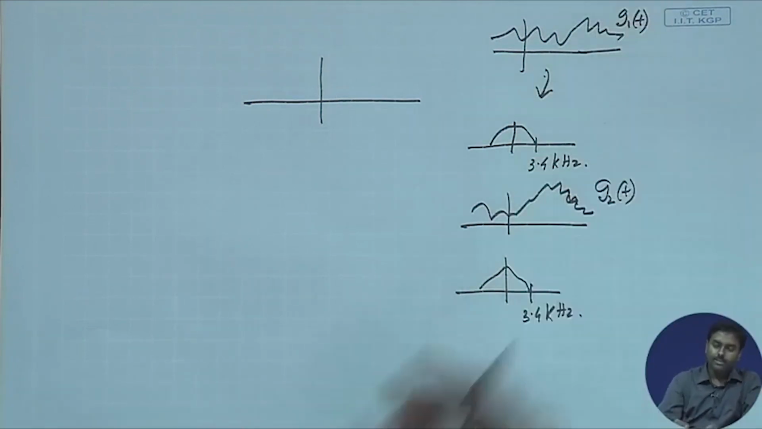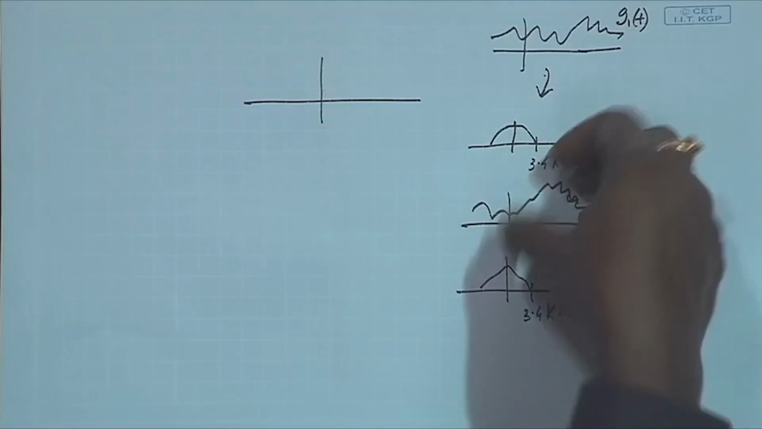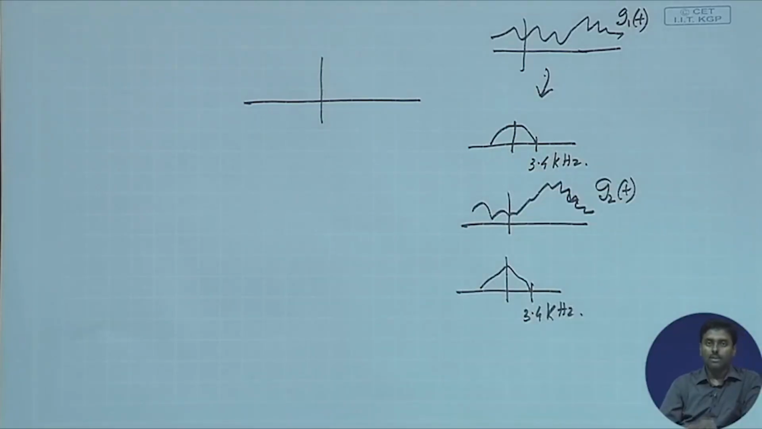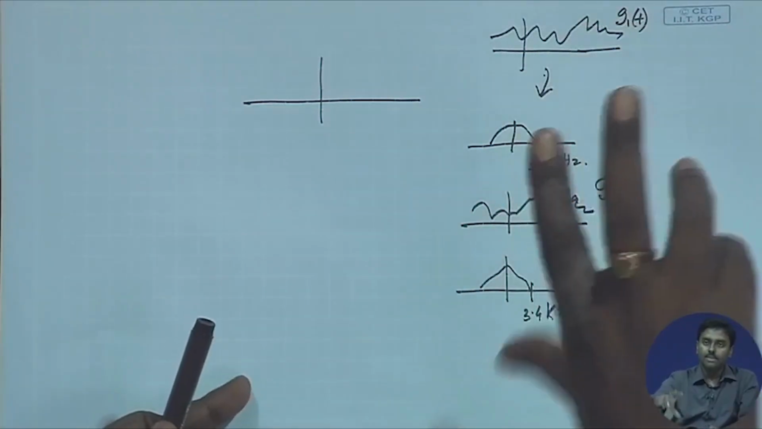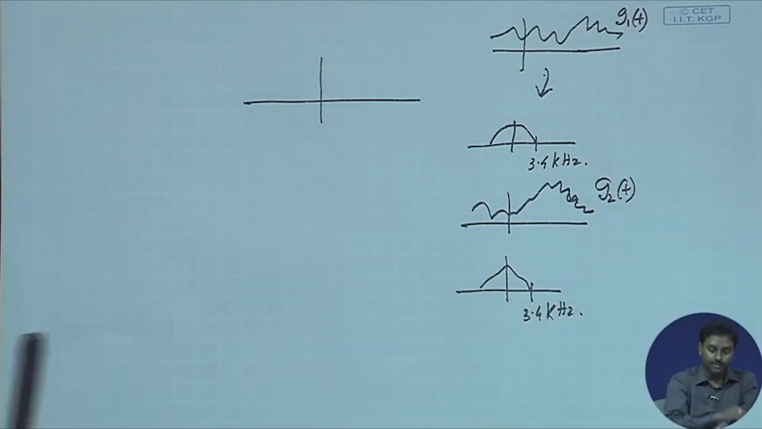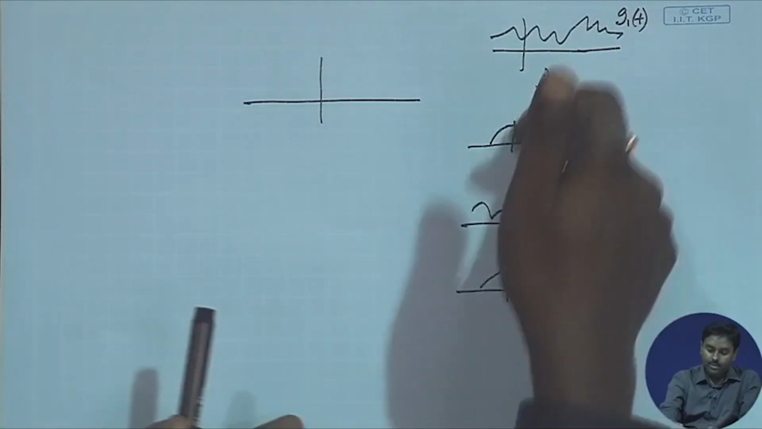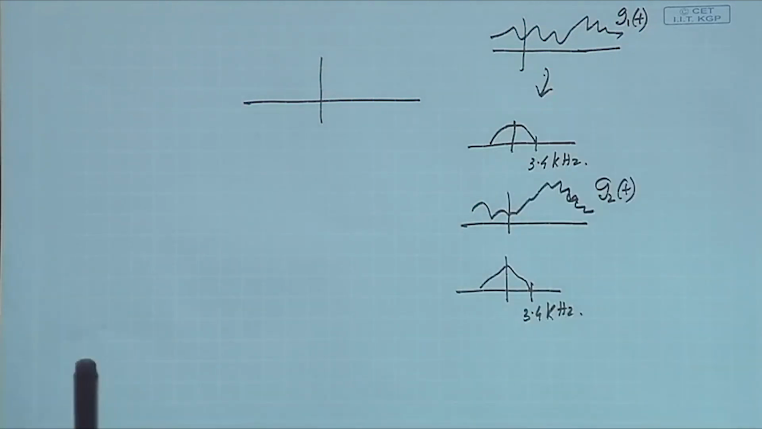Now, if I just superimpose this g1 and g2 and put them through the antenna at the same time, what will happen? These two spectra will coexist, and in the time domain the signals will just be added if it is an additive channel, and in the frequency domain also the frequency components will just be added.